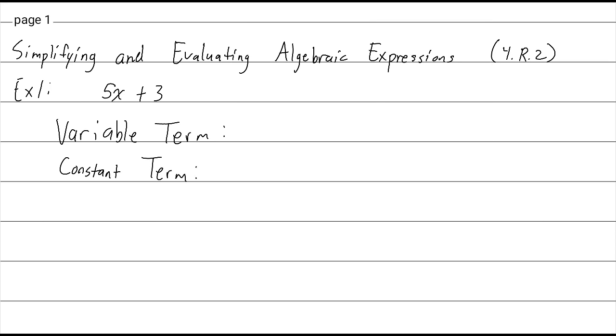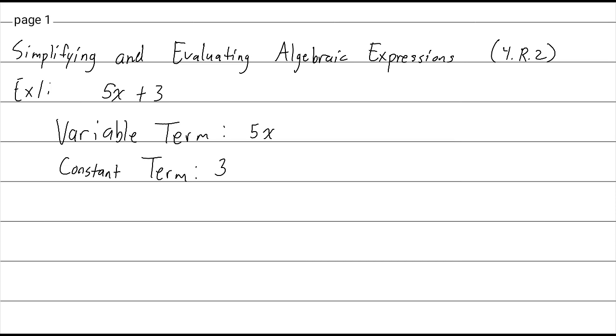The first term, the term on the left, it has an unknown, right? It has a variable, so we'd call that term 5x, the variable term. Okay, the other term, this positive 3 right here, does not have an x, right? So it is just going to be a constant term. Okay, and so constant terms are just a number, no variable associated with it.